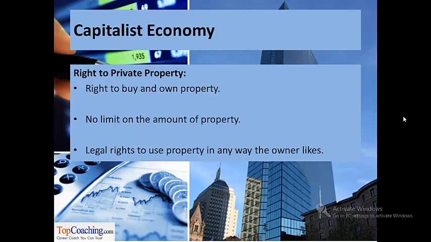In capitalist economy, people enjoy certain privileges. The first one of such privileges is the right to private property. Individuals have the right to buy and own property. There is no limit and they can own any amount of property. They also have the legal rights to use their property in any way that pleases them.